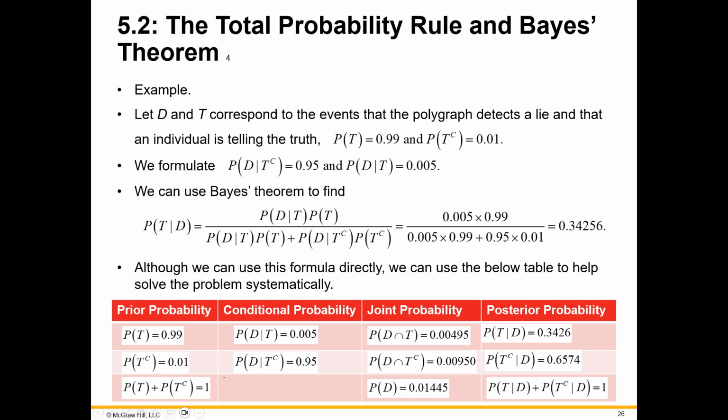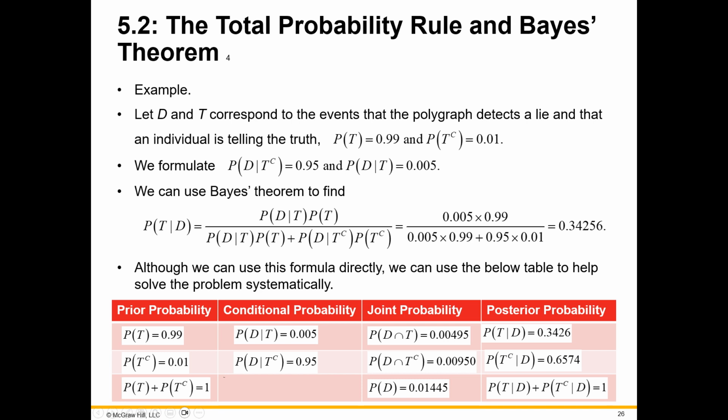Probability they tell the truth, 99%. Probability they don't tell the truth, the complement of telling the truth, is 1%. The probability that it detects a lie when someone's not telling the truth is 95%. The probability that it detects a lie when someone's telling the truth is only 0.5%. And we can plug all those numbers into Bayes' theorem. And that's what we have down here.